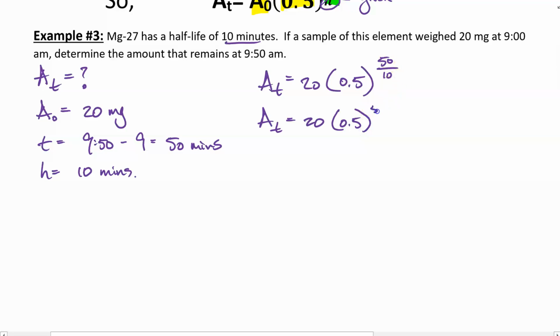50 divided by 10, I can just change that to 5. So what I'm going to do here is 0.5 to the exponent 5 first, right? Exponent's got to happen before multiplying. That's a very common mistake. Some people are going to multiply 20 times 0.5 first and then put that to the exponent 5. That is wrong. So I want to show you the step. 0.5 to the exponent 5 is 0.03125.